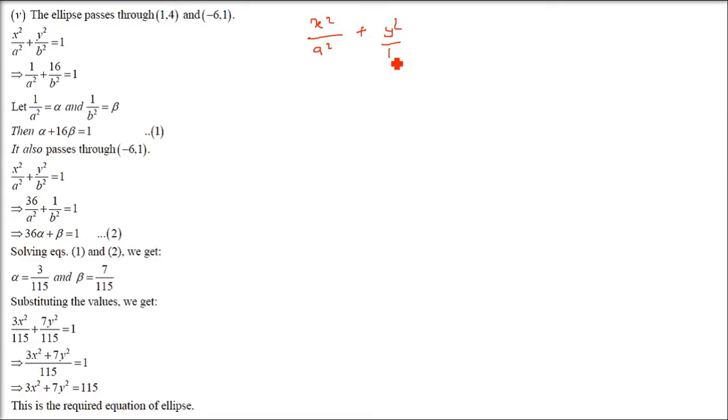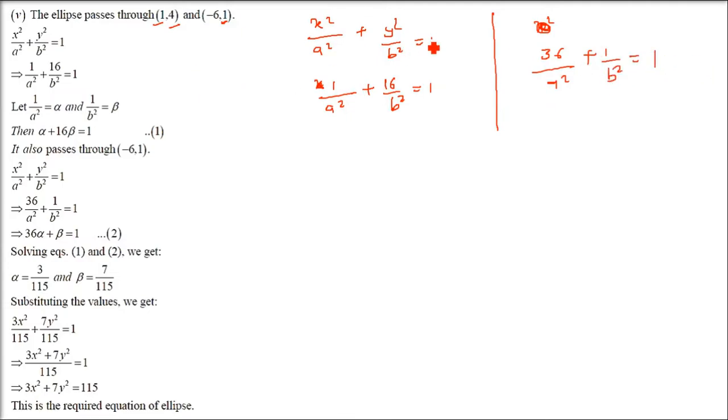So this is the equation we normally take, and for 1 and 4 as x and y, you put x as 1, y as 4. This will be 1 square by a square, plus y square, that is 4 square is 16, by b square equals 1. And then we have minus 6 and 1. Minus 6 whole square is 36 by a square, plus y, that is 1 square by b square, equals 1. So these two equations, two values we have put in. Now we know how to solve this.